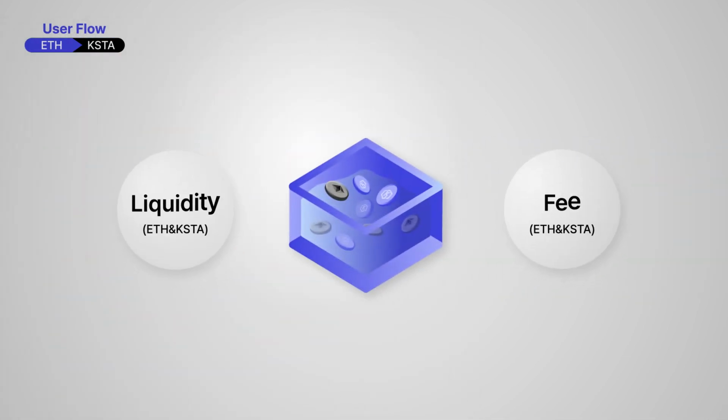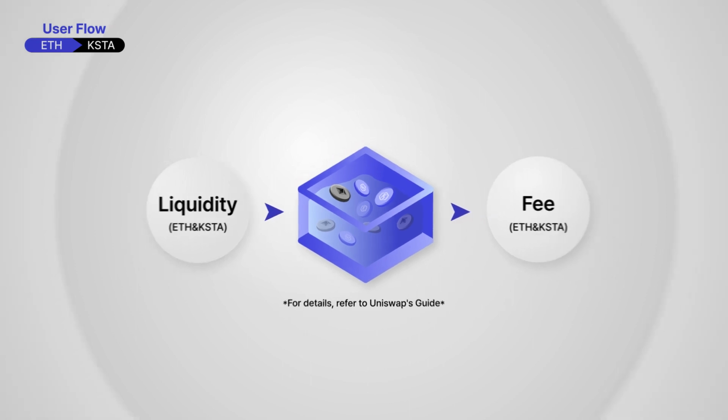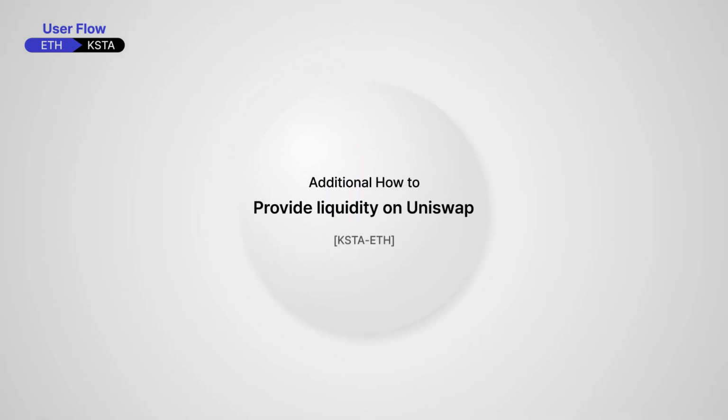In addition to being able to transfer assets between KStadium wallet and Uniswap, you can also take the portion of fee profit through providing liquidity to K-Star and Ethereum paired pool. The following instructions will guide you on how to provide liquidity to Uniswap by using K-Star and Ethereum. Please follow the video for using the service efficiently.